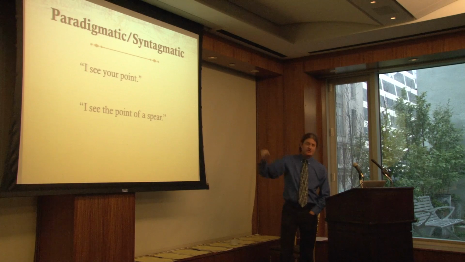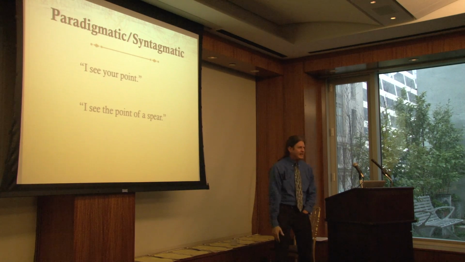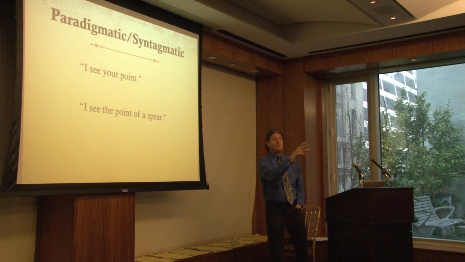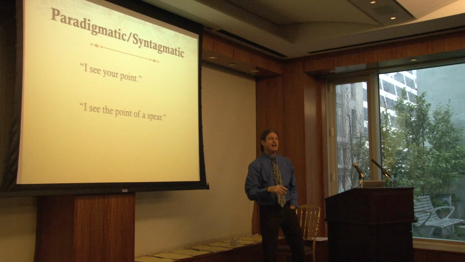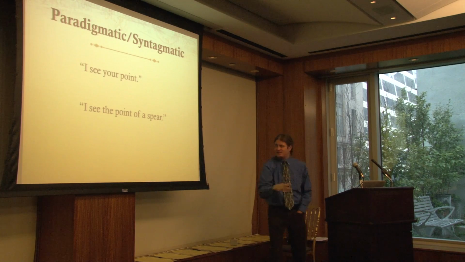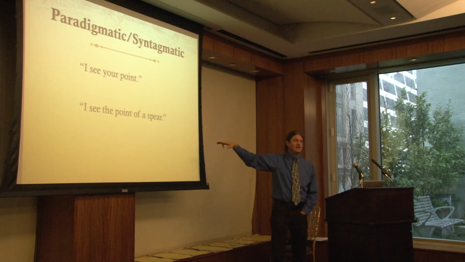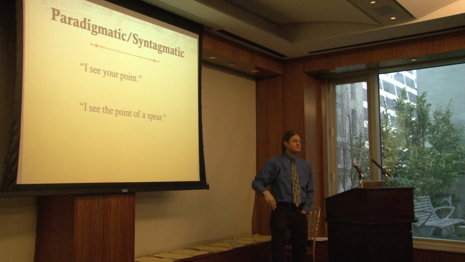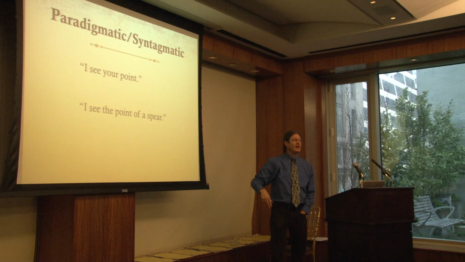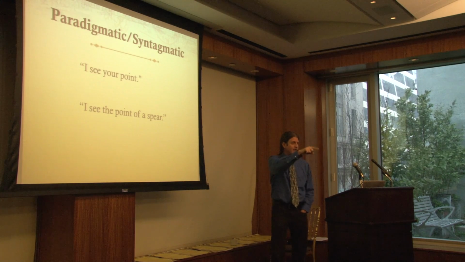Okay, how about this next one? I see the point of a spear. Now, what does see mean there? Visually. It could mean I understand, like I could see the point of a spear. Okay, I understand the idea of having a spear. You're very good. How about point? It's a different dimension from the first one. The first one is in the sense of I see what you're trying to say. The other one is I see something there empirically, that you could get poked with, right?